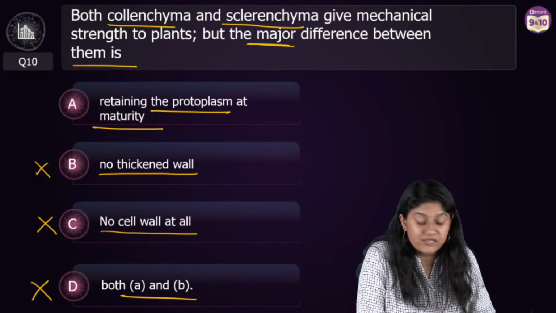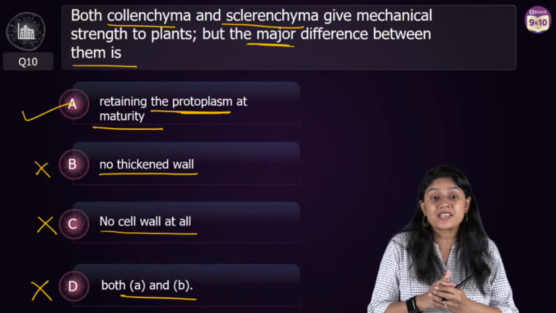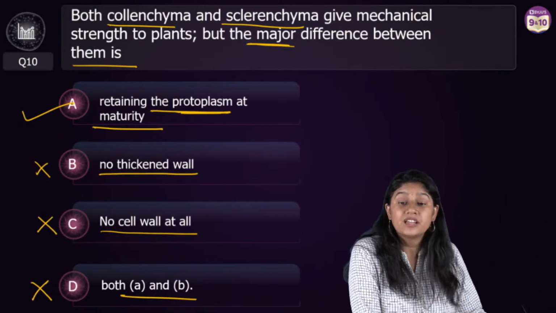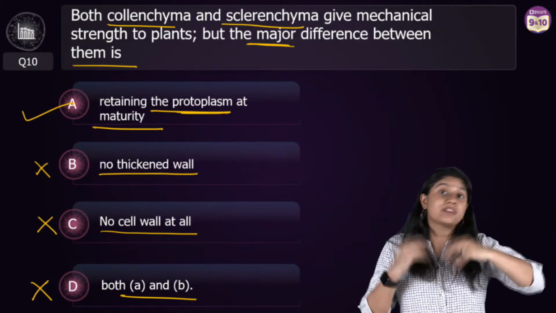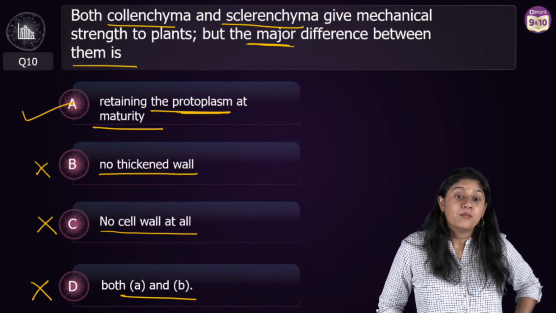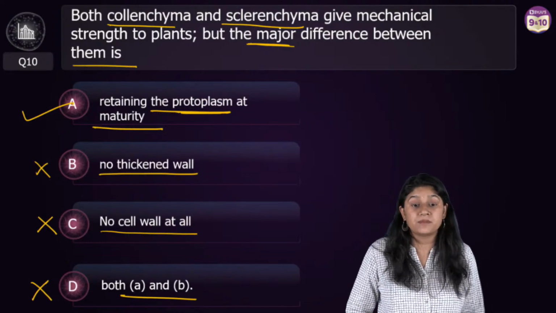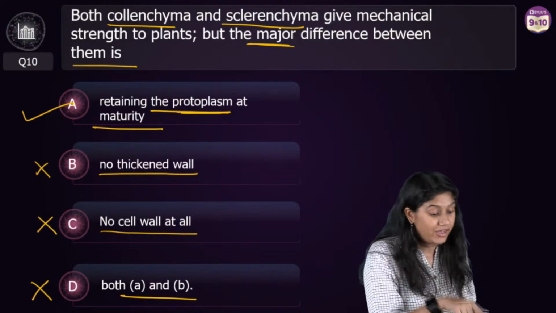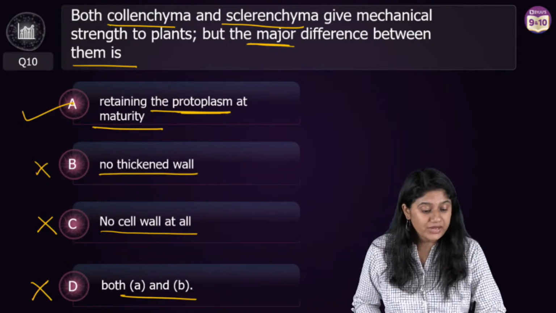So what is the correct answer, everyone? They will retain the protoplasm at maturity. Now can anyone tell me what is protoplasm? The living part of the cell is called the protoplasm. When we talk about the nucleus and the cytoplasm, it includes all the organelles. So of course collenchyma will retain the protoplasm at maturity, whereas the sclerenchyma becomes dead. Our collenchyma is a living tissue. Okay? So all of you, are we clear?